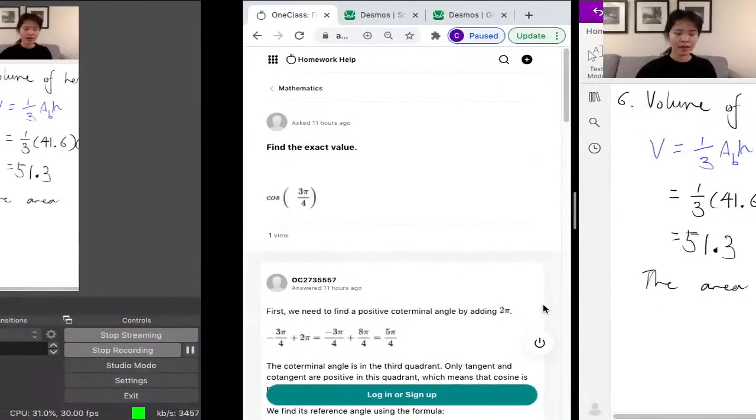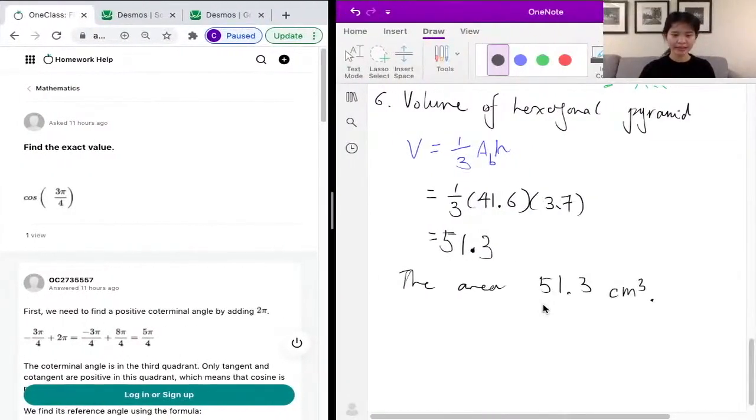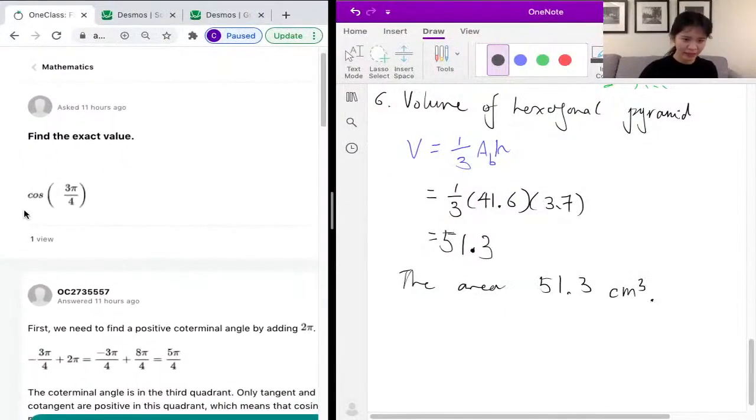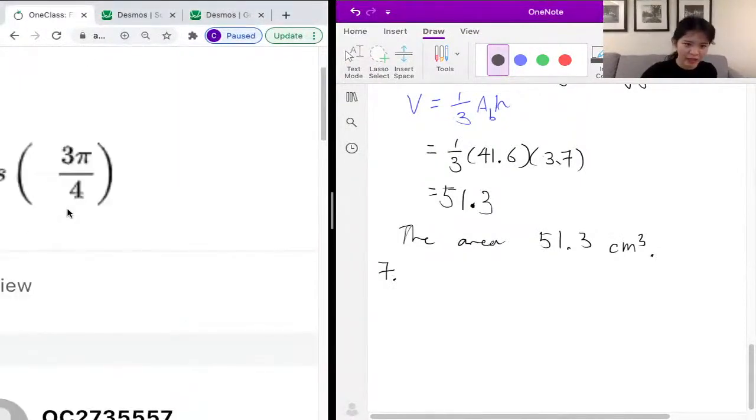Okay, our next problem is asking us to find the exact value of cosine of 3 pi over 4, I believe. But it's really odd because the formatting has a space in between them. So the formatting is a little odd. But wait a second, I think they're actually asking us to find the cosine of negative pi over 4.